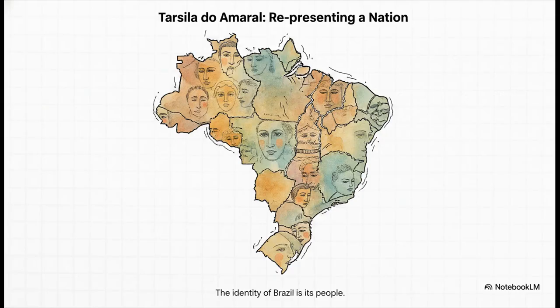So with one single powerful image, Tarsila represented the whole complicated, messy, exciting identity of her nation as it was changing. She gave a face, well, 51 faces, to the story of modern Brazil. That's the power of this idea.